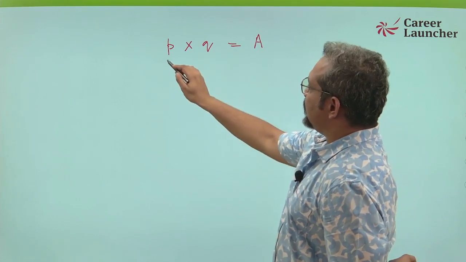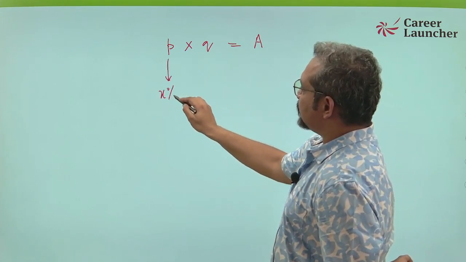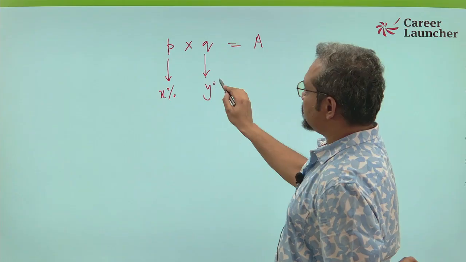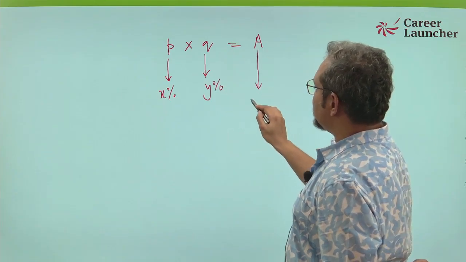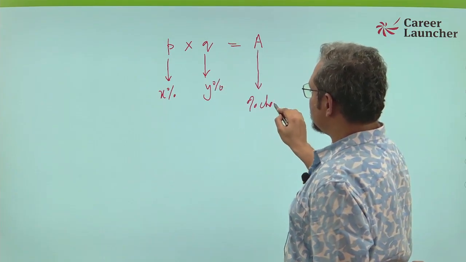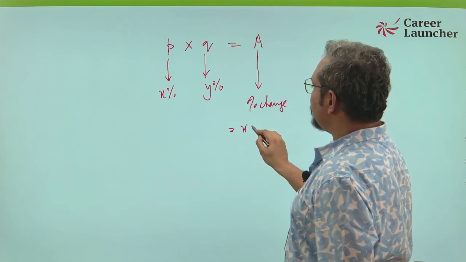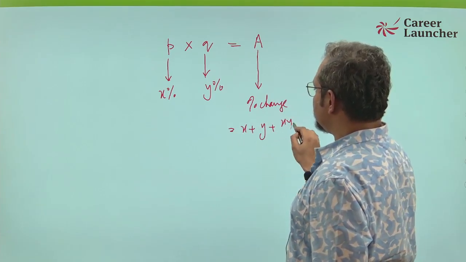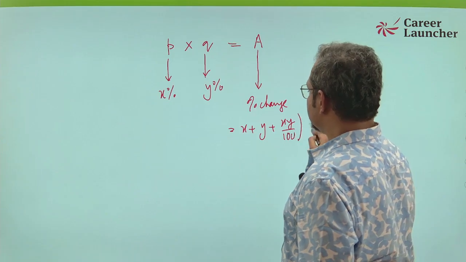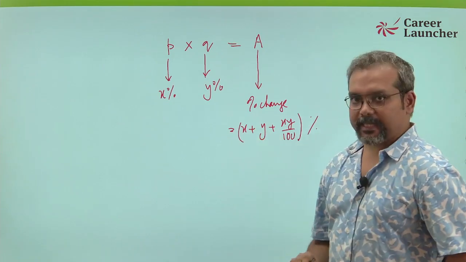Now if P's value changes by X percent, and Q's value changes by Y percent, then for A, the percentage change will be that formula which we had done under successive percentage change. Now why is it like this?